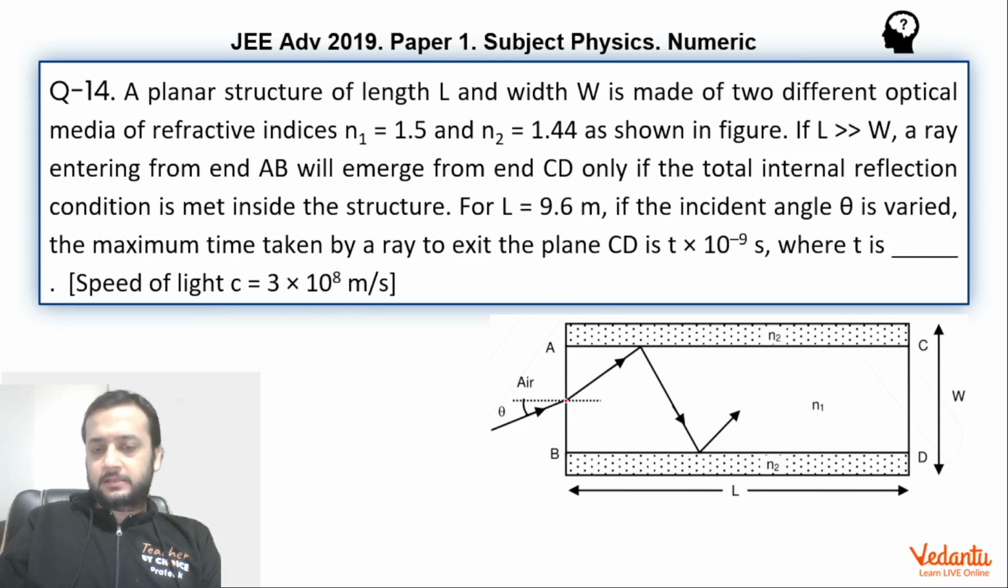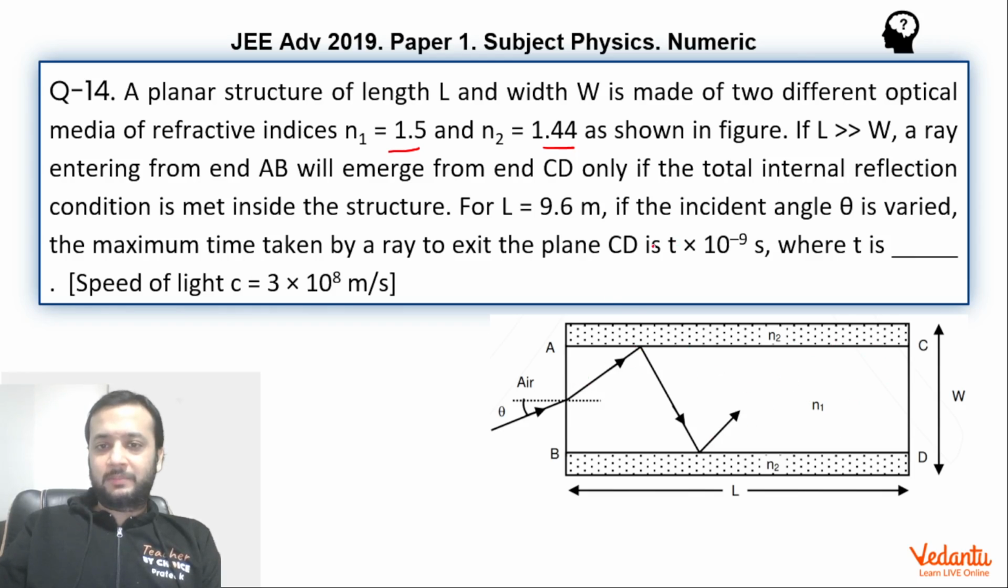A ray enters this structure from air at an angle theta, and this structure is made up of two different refractive indices, n1 and n2. The value of n1 has been given as 1.5 and n2 is 1.44. It is said that we want the ray to come out from this end, so that means the ray must suffer TIR at every possible junction inside this.